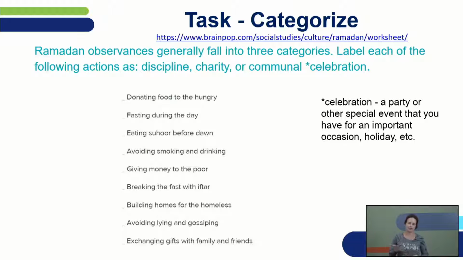So now I'm going to read these sentences to you, and I want you to tell me, do they fit into the discipline category, the charity category, or the communal celebration? I'll read them out loud, and then I will give you a minute to figure it out by yourself, and then we'll go over it.